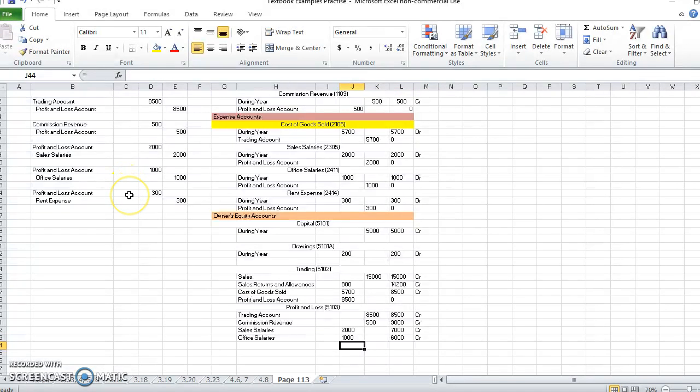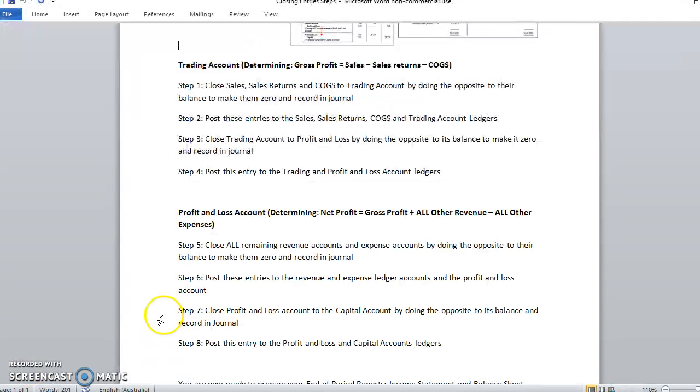The last was rent expense, was debited for 300. To rent expense. And we copy our equation down again, giving us a final balance of 5,700 credit in our profit and loss account. We need to close the profit and loss account to the capital account by doing the opposite to its balance and record it to the journal.